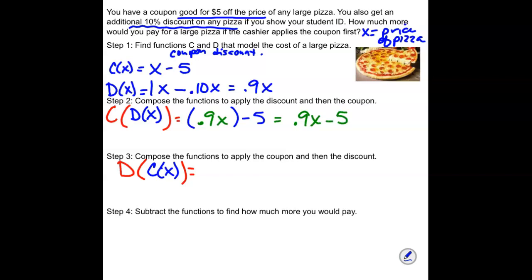For the second one, it says start with function d, which was 0.9x, and we're putting c into it, so we're putting x minus 5 inside there. And if we distribute, we get 0.9x minus 0.9 times 5 would be 4.5.